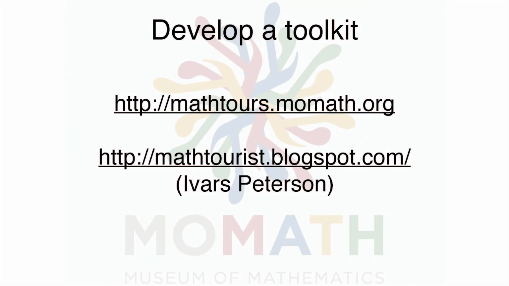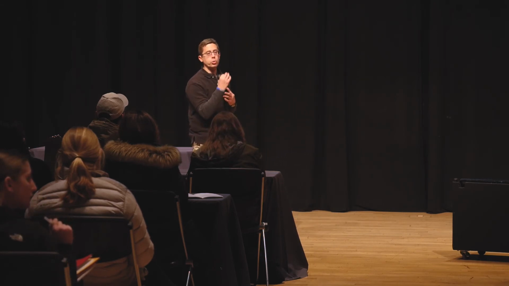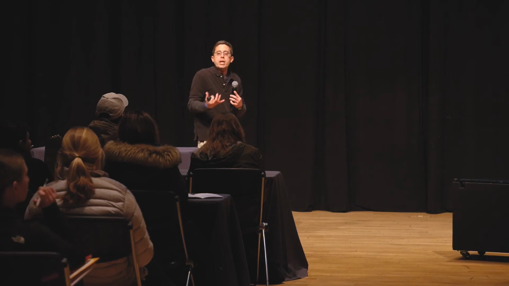And the other one that I want to call your attention to is another blog. It's called mathtourist.blogspot.com. That's the personal blog of a gentleman named Ivars Peterson, who was the communications director for the Mathematical Association of America for many years. And he has his entire life been taking pictures of mathematical objects he's seen in the world around him. He has his own explanations of the mathematics, and so it's a gold mine of information, of things that you can look for in the world around you that bring out mathematical ideas. So these are two resources that you'll be able to use to have a ready-made toolkit that'll help you create tours.